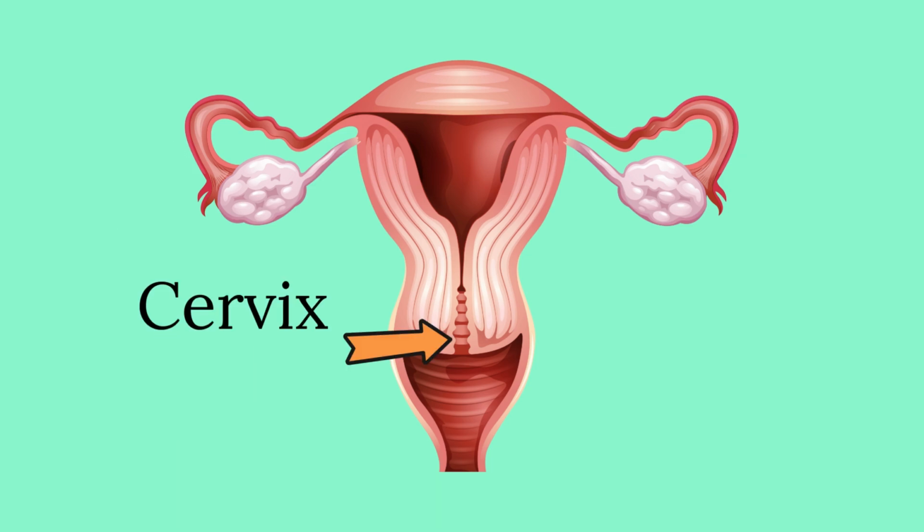Cervix. The cervix is the lower part of the uterus that opens into the vagina. During childbirth, it expands to allow the baby to pass through.